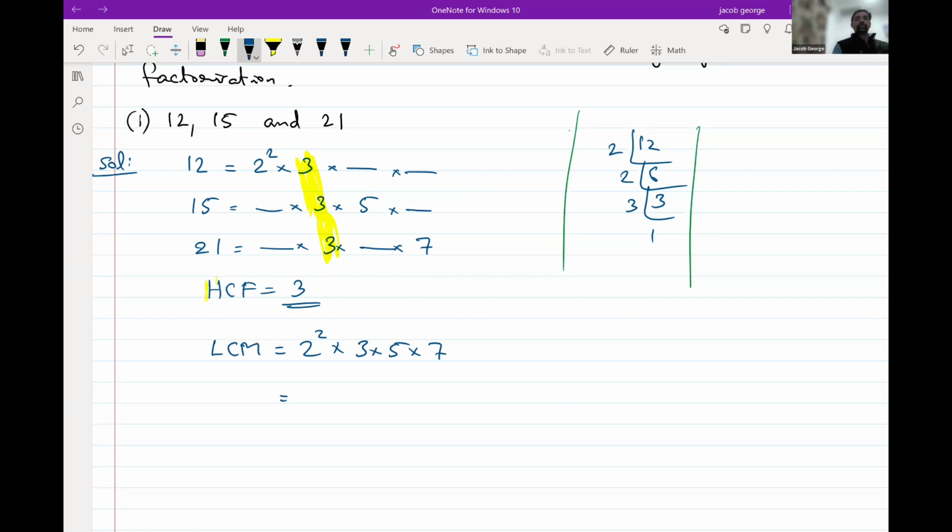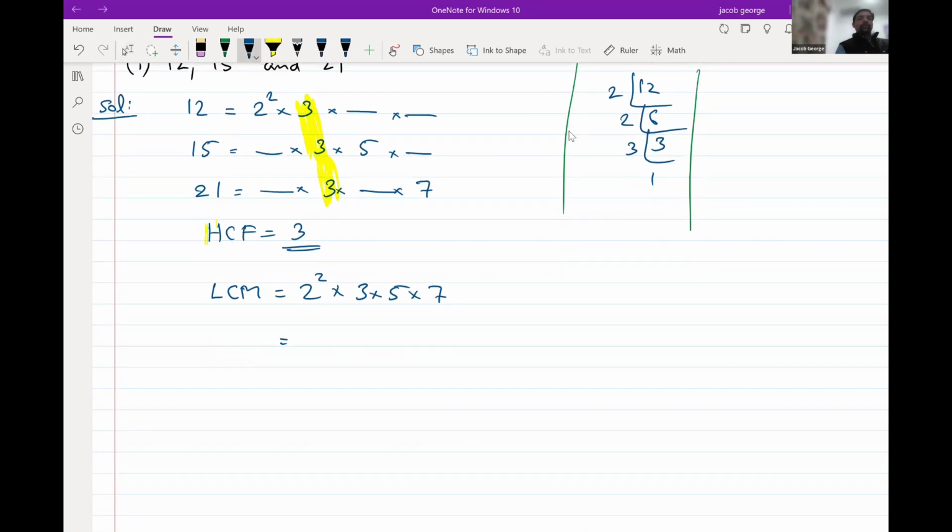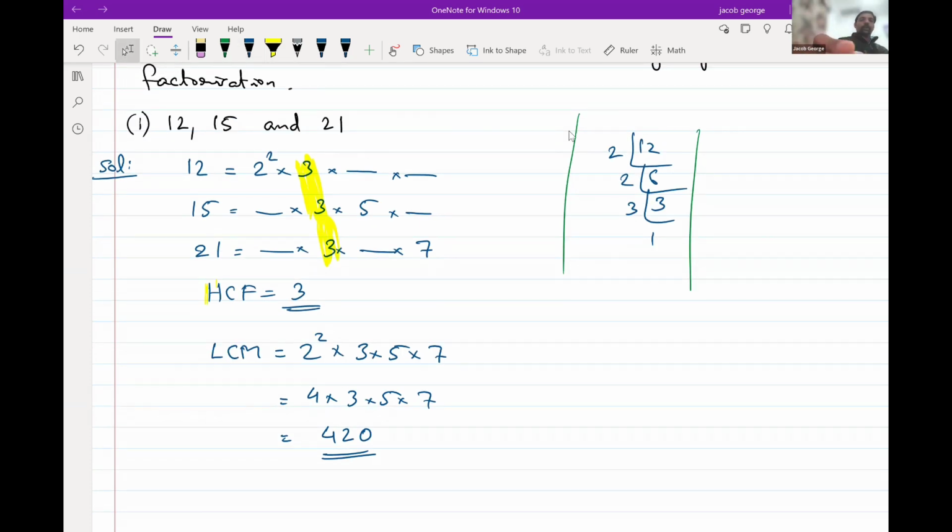2 square is 4. So 4 into 3 into 5 into 7. 4 into 5 is 20. 20 into 3 is 60. 60 into 7, 420. All of you got 420? Yes. So this is the completion of this sum. We found the LCM and HCF. It's perfect, right?